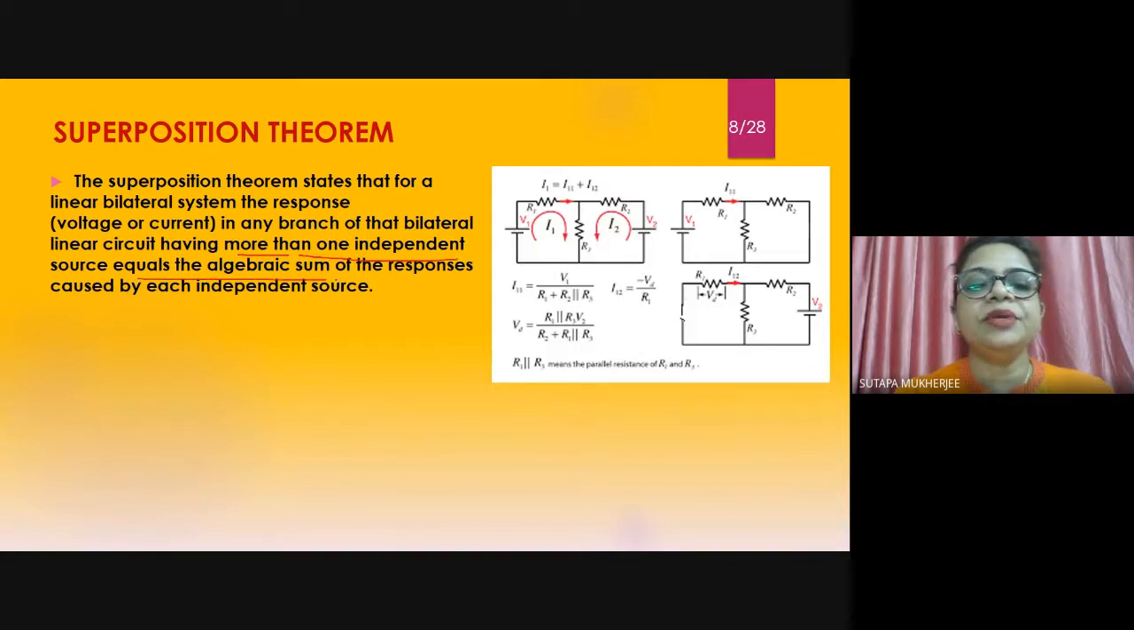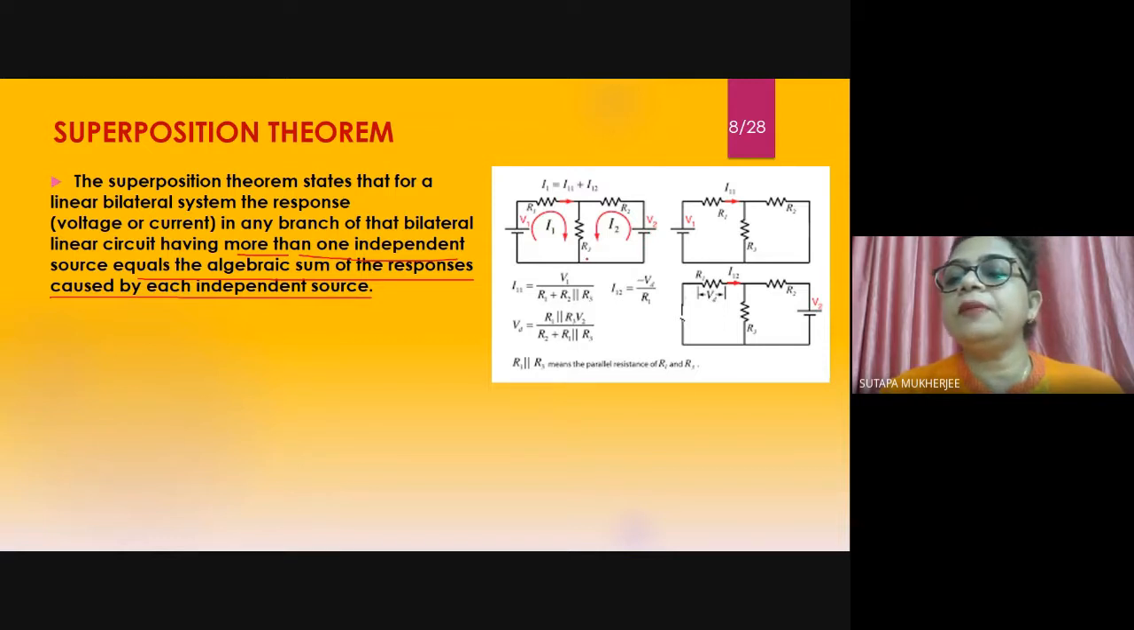The total response equals the algebraic sum of the responses caused by each independent source voltage. That is, I have told you repeatedly. So this is the circuit containing R1, R2, and R3. Three resistances are there, and there are two voltage sources, V1 and V2.